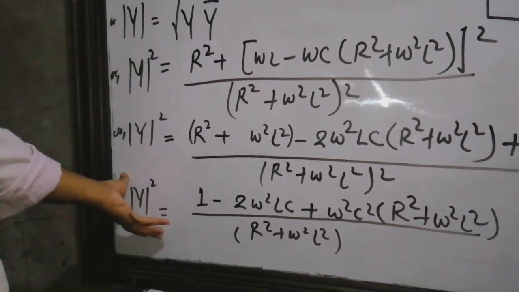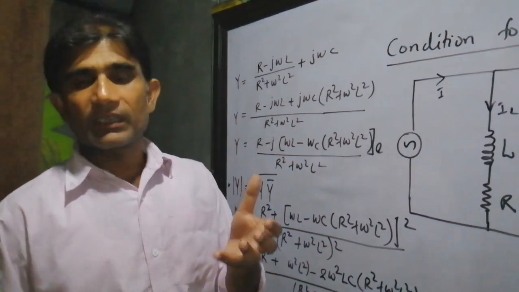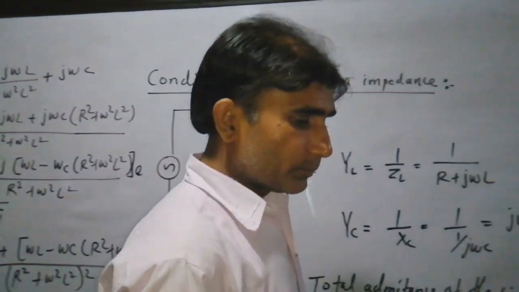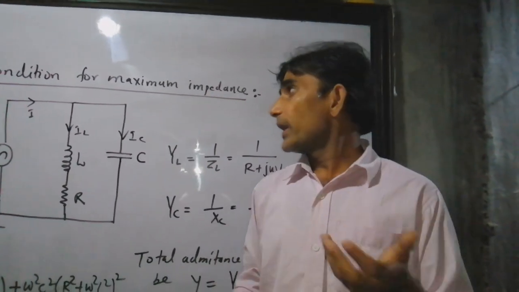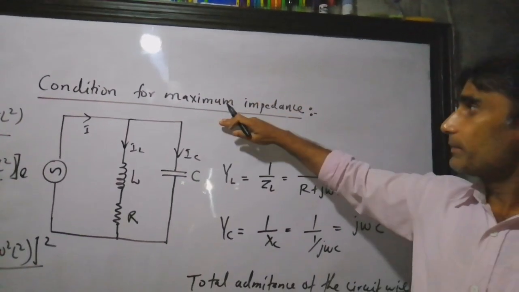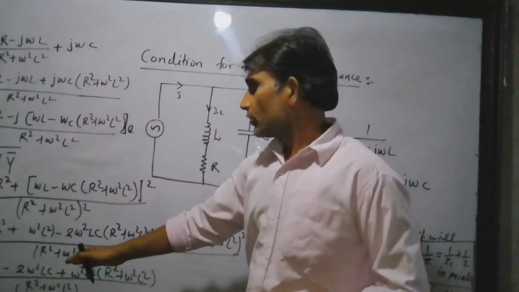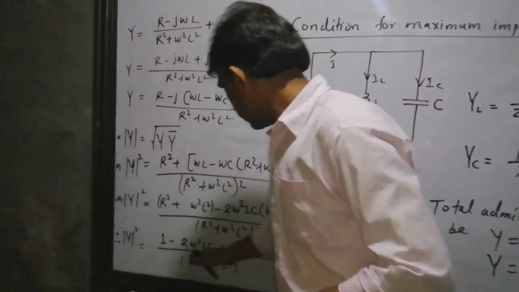The next work we have to do is to minimize this, because if we maximize the admittance, it means we are minimizing the impedance. So here the condition is to get the maximum impedance. If you want to get maximum impedance, then we have to minimize the admittance term. So this admittance term I need for all the calculation.